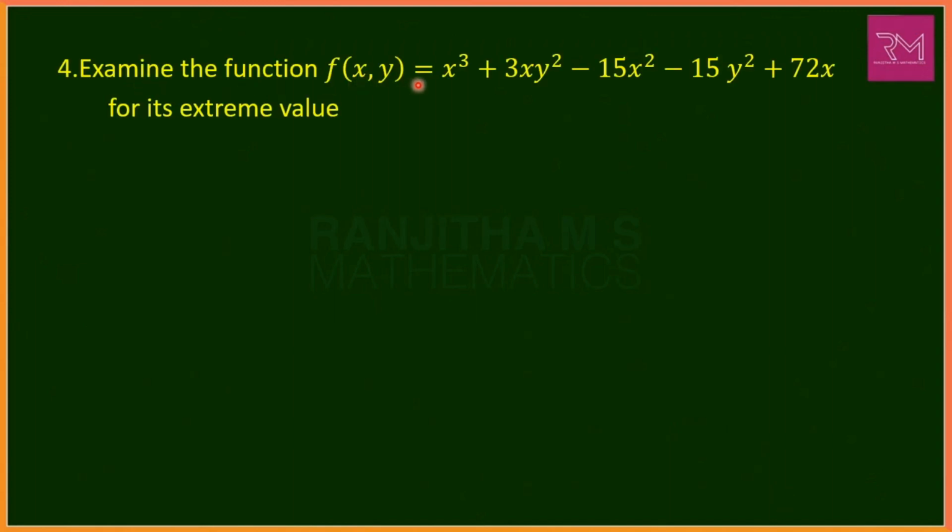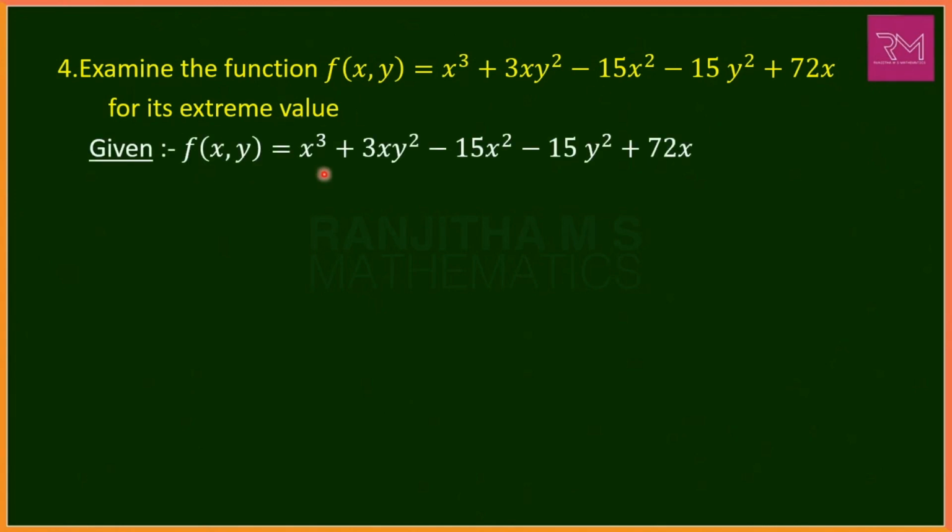We shall move on to another problem. Examine the function f(x, y) = x³ + 3xy² − 15x² − 15y² + 72x for its extreme value. First, take the given function f(x, y) = x³ + 3xy² − 15x² − 15y² + 72x. Here, what's the first step?